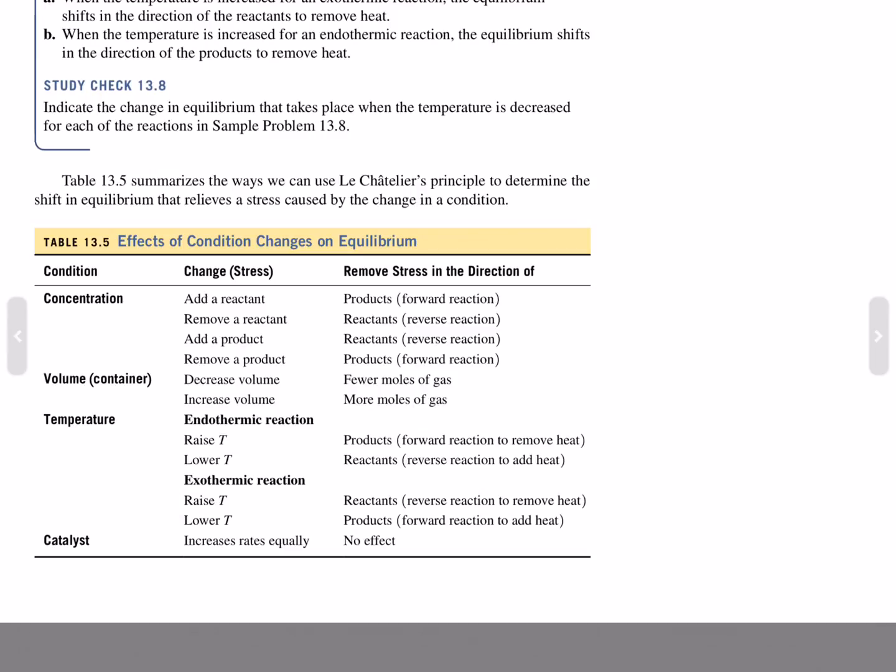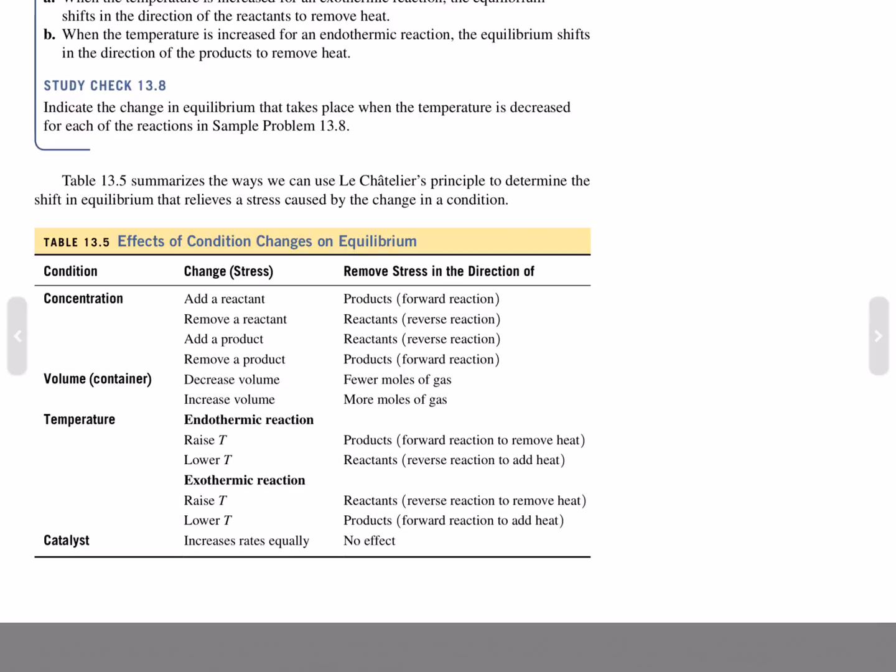Table 13.5 summarizes the stresses that you can use Le Chatelier's principle to determine the shift in equilibrium that relieves the stress caused by the changing condition. When a reactant is added, it shifts towards the product. When a reactant is removed, it shifts towards the reactants. If a product is added, it shifts towards the reactants. If a product is removed, it shifts towards the products.